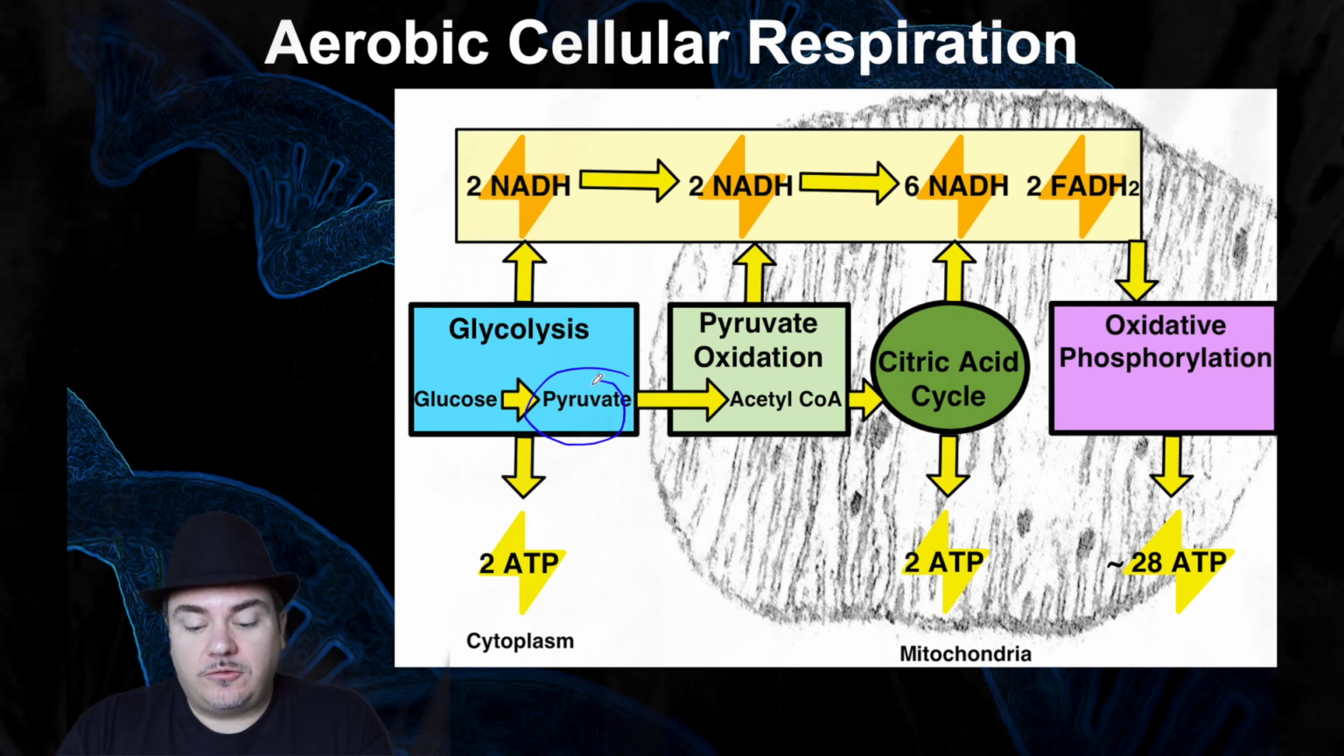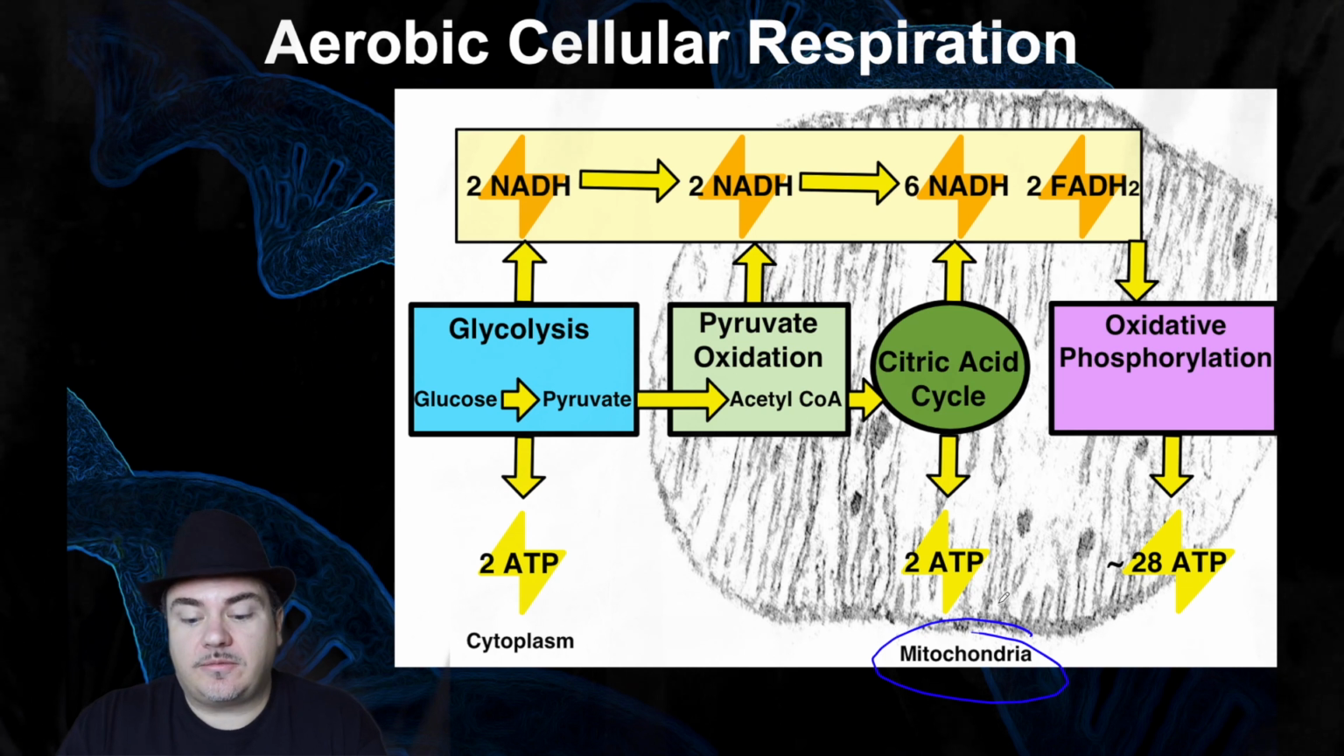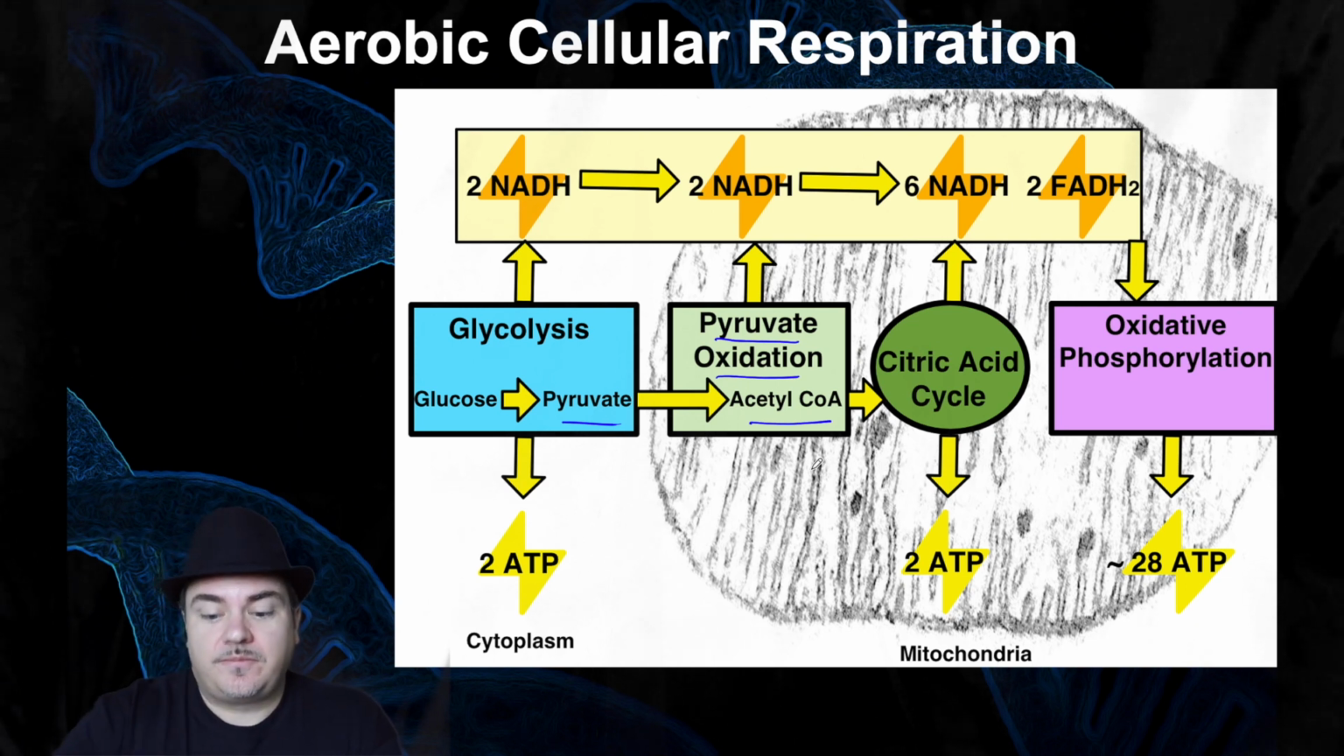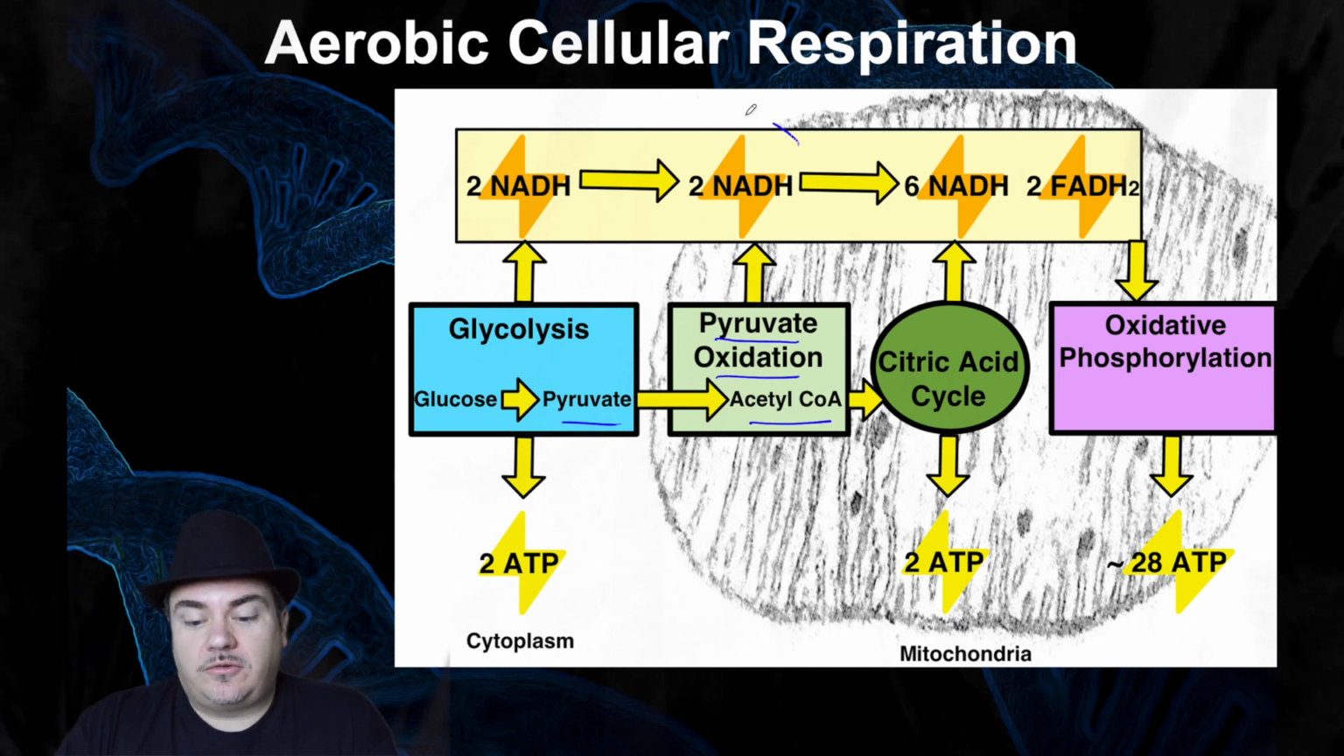You now take these 2 molecules of pyruvate and bring them into the mitochondria. In the mitochondria, in particular in the matrix of the mitochondria, you do pyruvate oxidation. That will turn pyruvate into acetyl-CoA. Along the way, you'll release 2 molecules of carbon dioxide as waste. You're breathing that out right now. Since you're breaking it down, you're also going to be releasing energy.